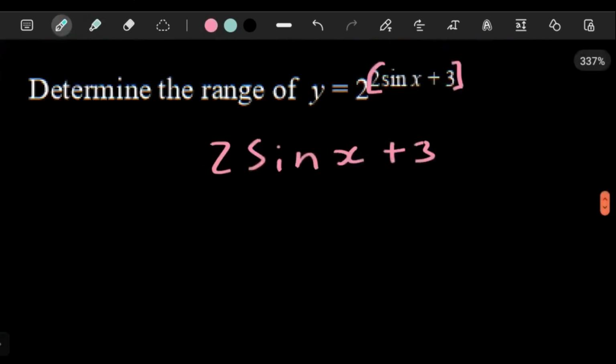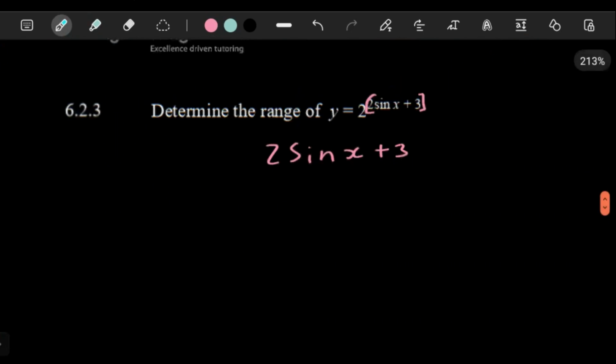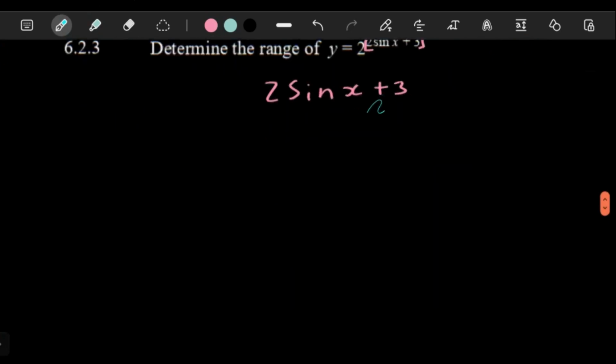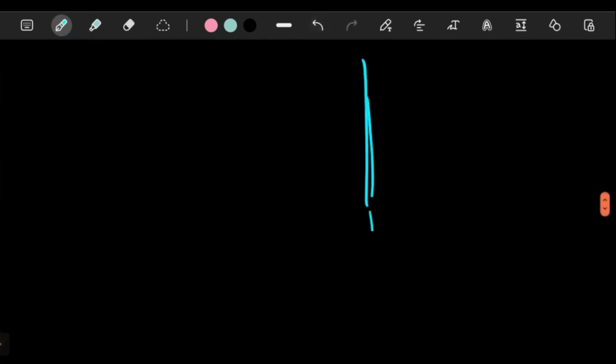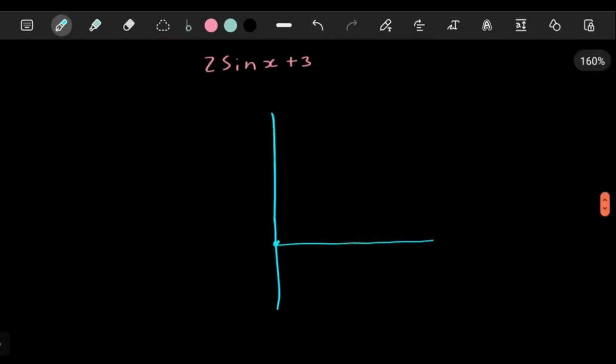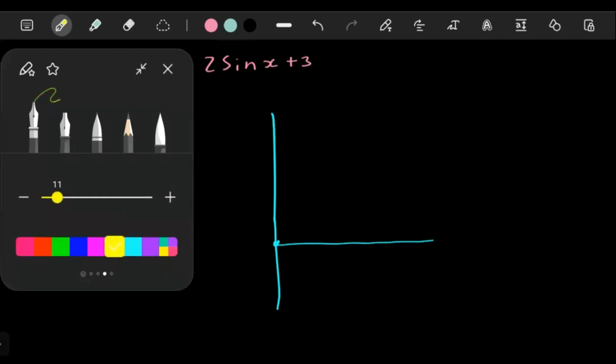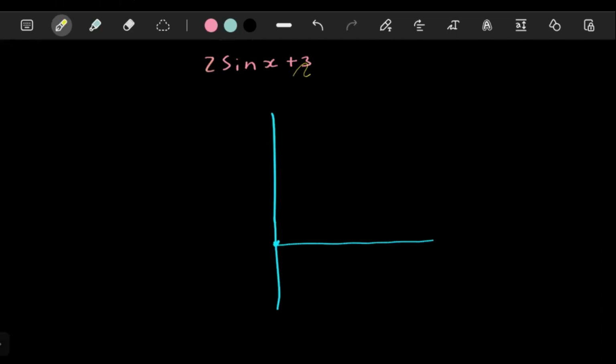So with that being said, what do we know? We want to find out what the range of this graph would be. What you can do is just visualize this sketch. It's a normal sine graph. However, this normal sine graph has been moved. With this sine graph, it was moved 3 units upwards. So instead of passing through the origin, it's going to be passing through somewhere here at 3.